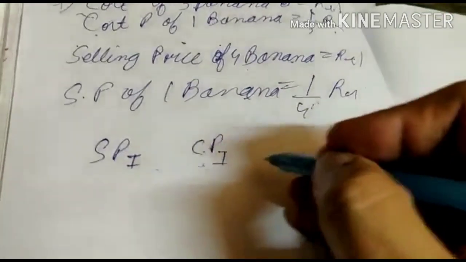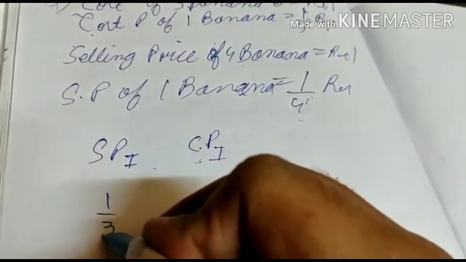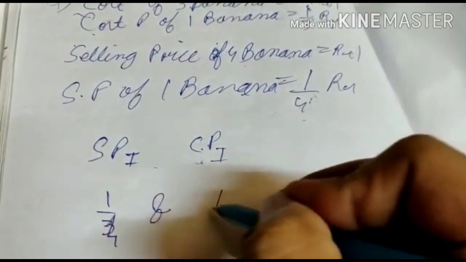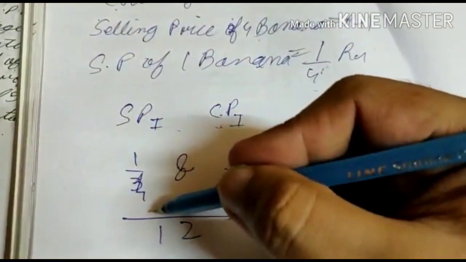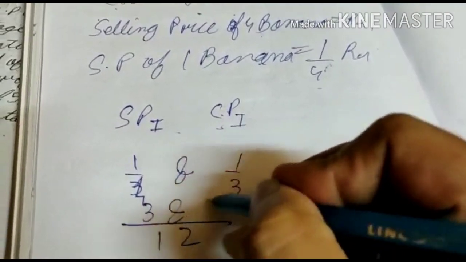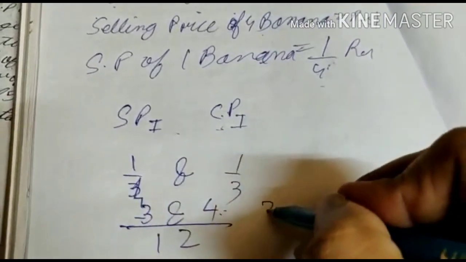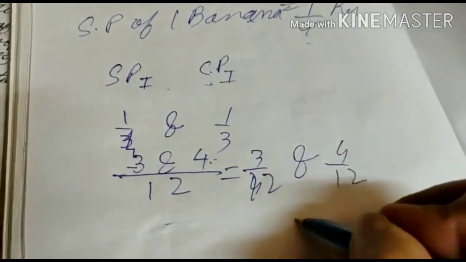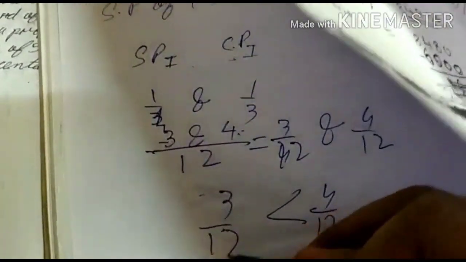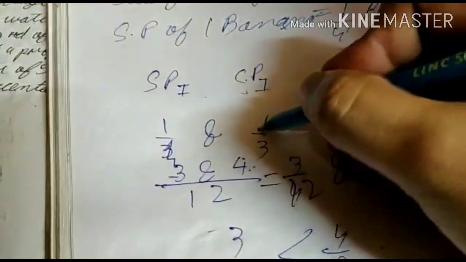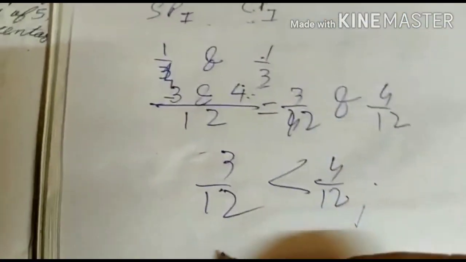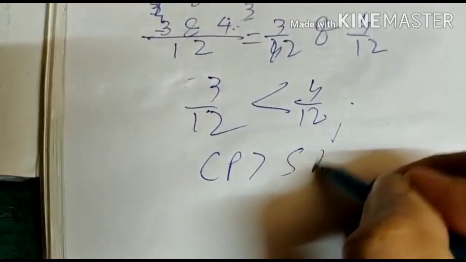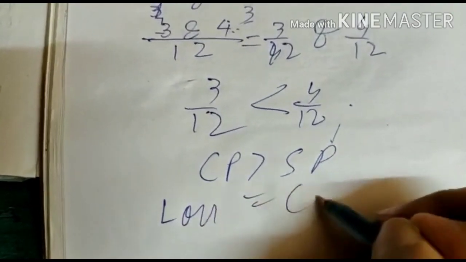You can find it simply: take the LCM of 1 upon 4 and 1 upon 3. LCM is 12. So 12 and 4, here it is 3 and 4, which means 3 upon 12 and 4 upon 12. 4 upon 12 is greater than 3 upon 12, and 4 upon 12 was for CP. So CP is greater than SP. So loss equals CP minus SP.